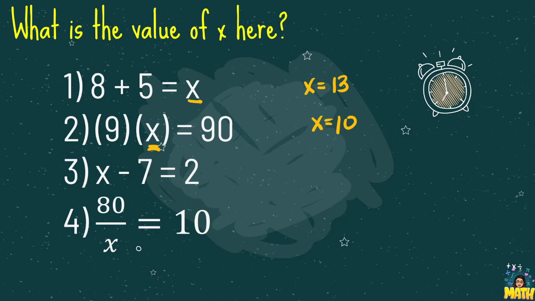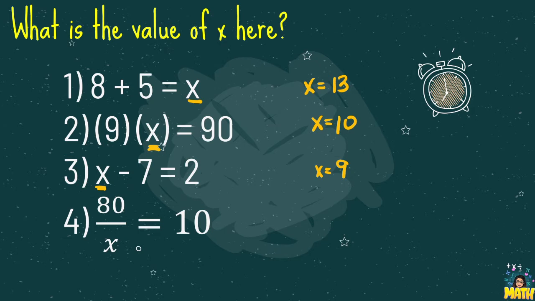Number 3, x decreased by 7 equals 2. Ano ang isosubtract natin by 7 so that answer is equal to 2? That will be 9, because 9 minus 7 equals 2.